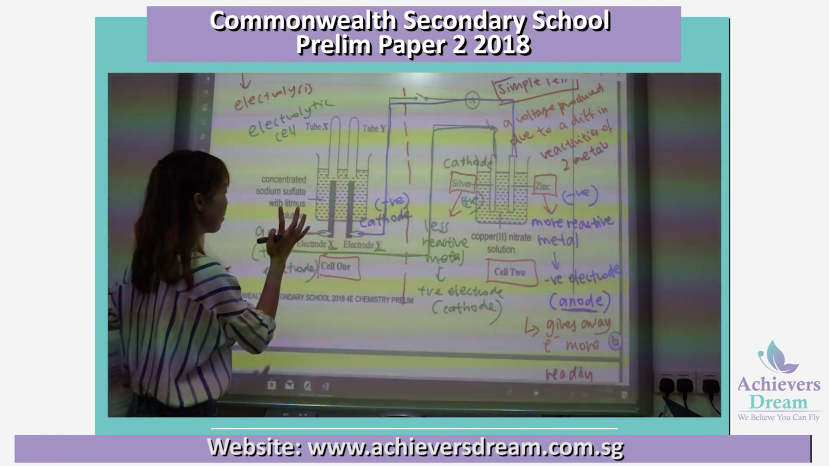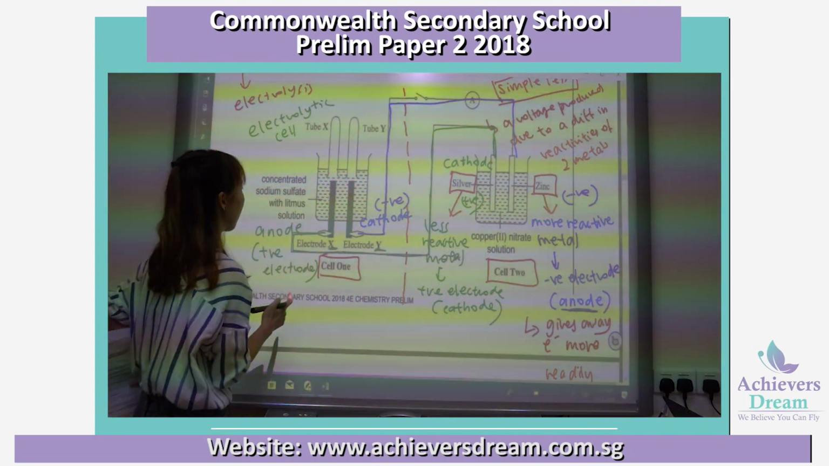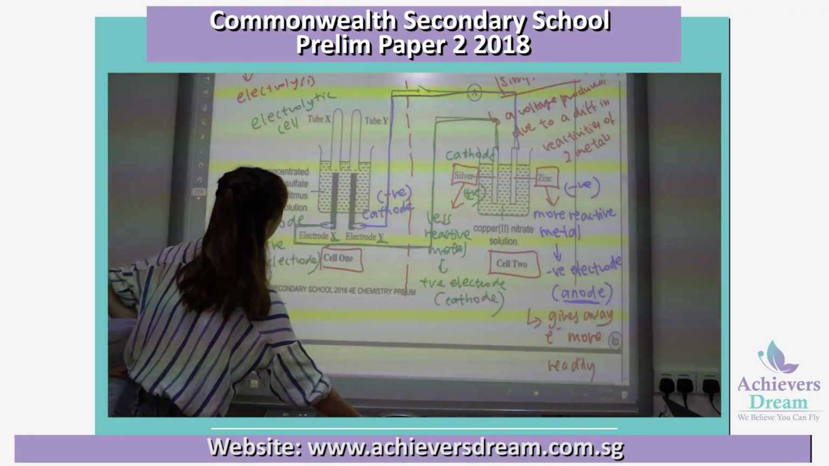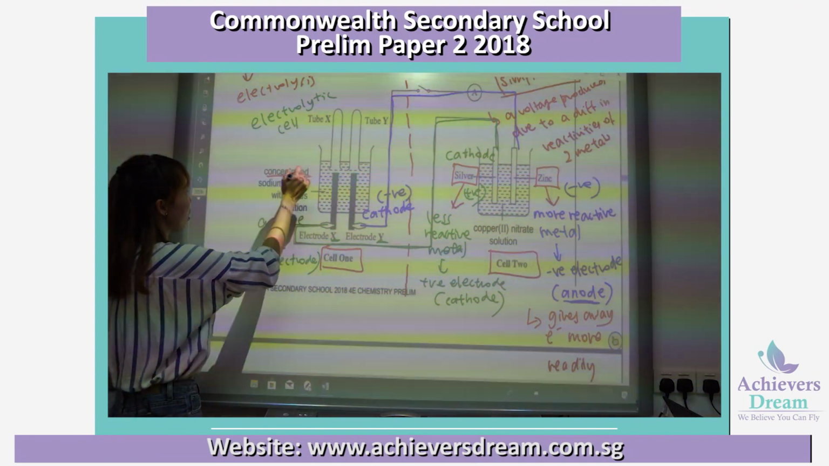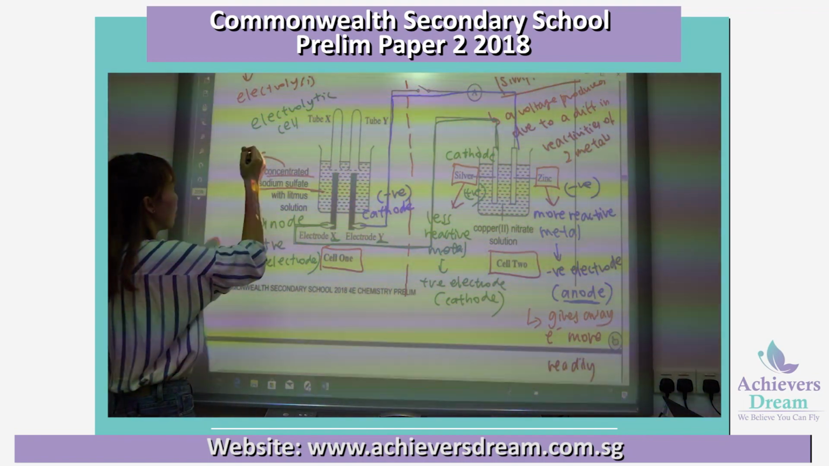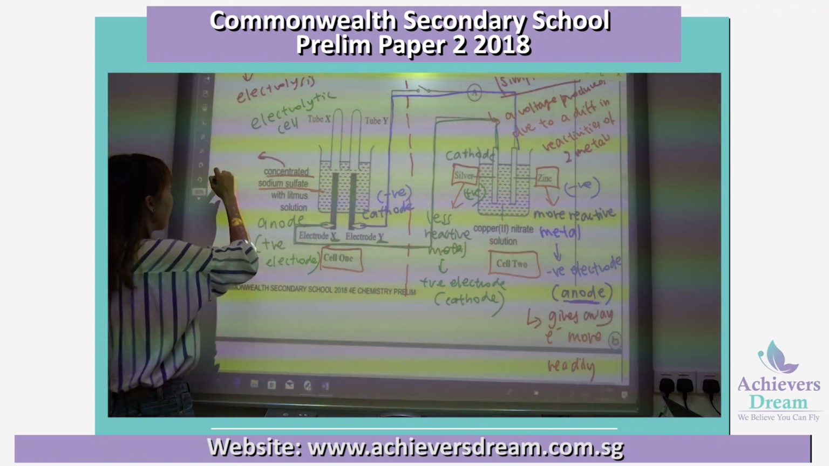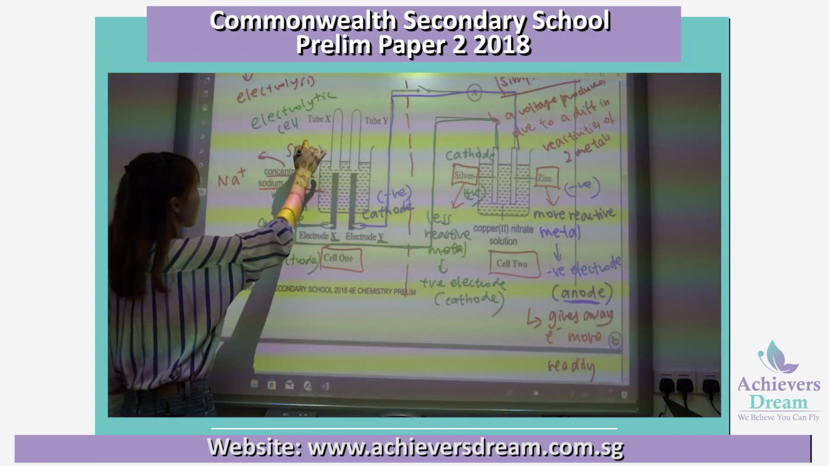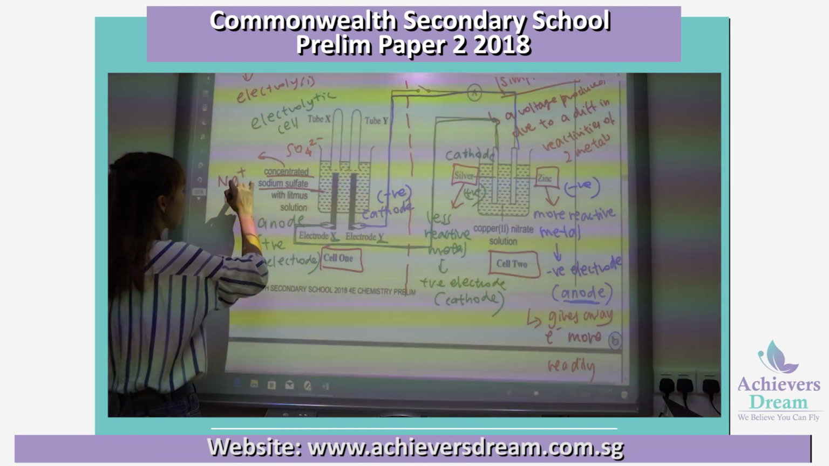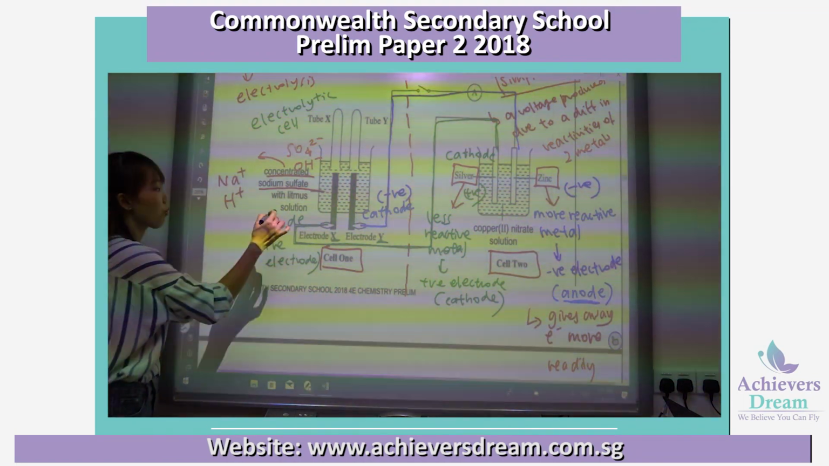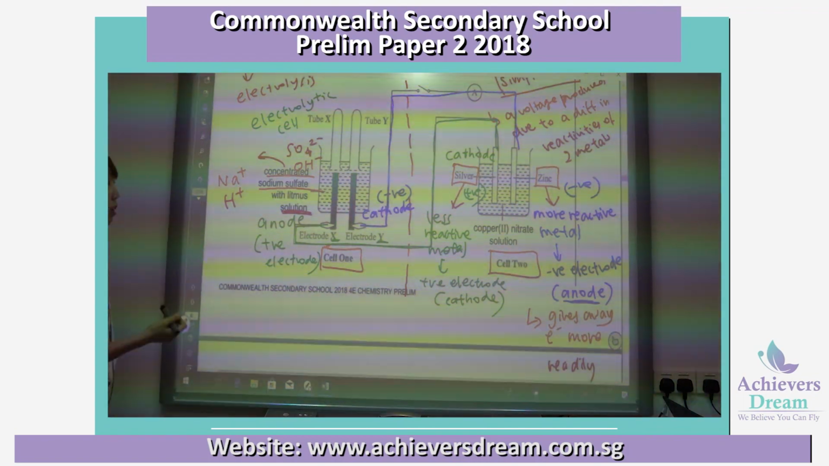Okay, so now that I figured out which is the anode and which is the cathode, let's look at the electrolyte. Your electrolyte is concentrated sodium sulfate solution. So we list down all the available ions, which there is sodium. I have SO4 2- as well, and I have H plus, OH minus. Your H plus and OH minus comes from the solution, your aqueous solution.